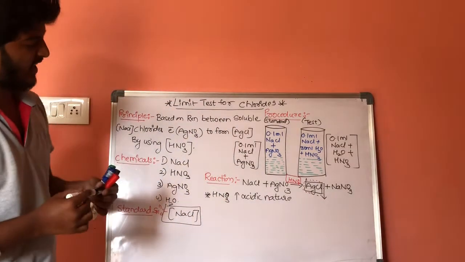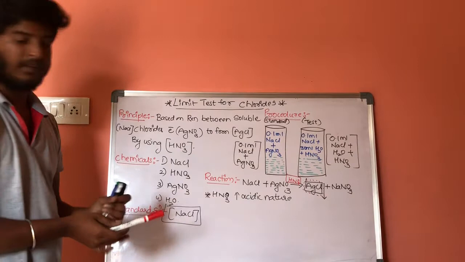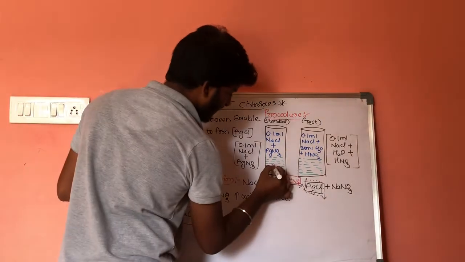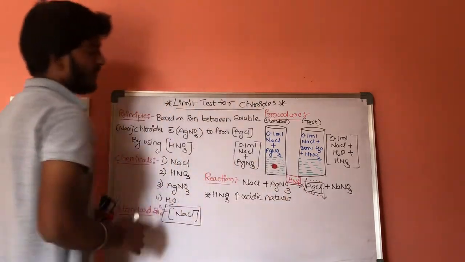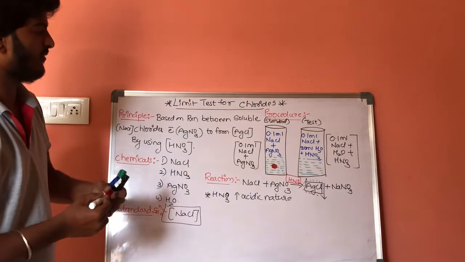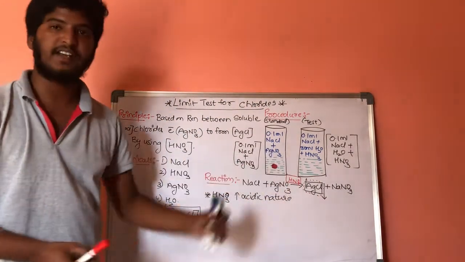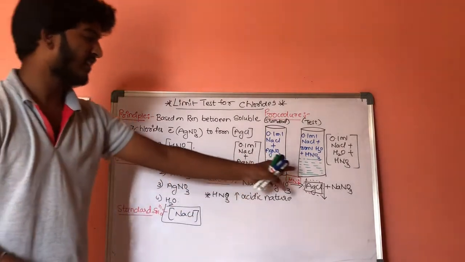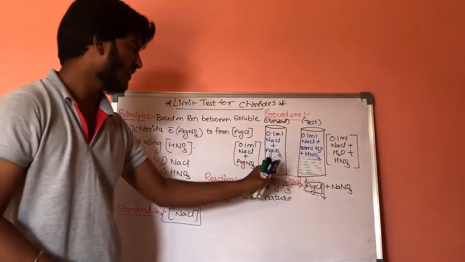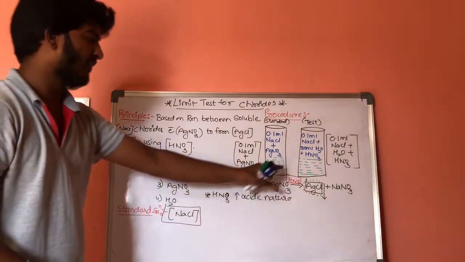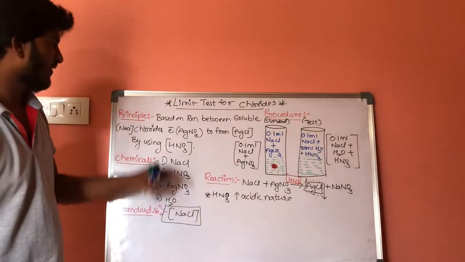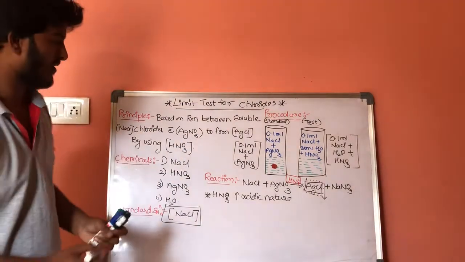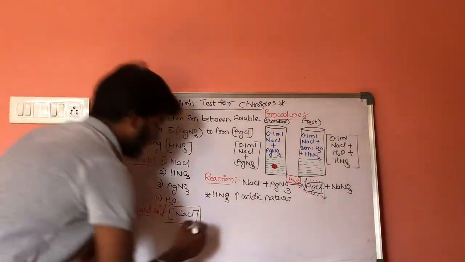After reacting, there will be formation of a precipitate, AgCl, in the standard solution. Now, if we compare, the opalescence in the test solution should be less than in the standard solution. If the opalescence is less in the test solution than in the standard solution, then the limit test of chlorides will be passed. That will be the result.